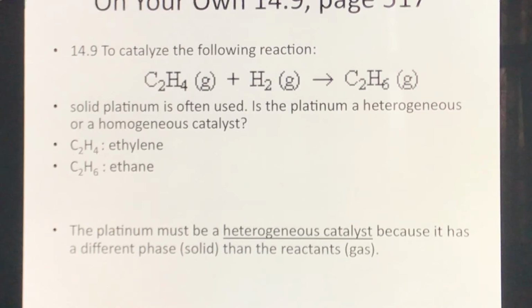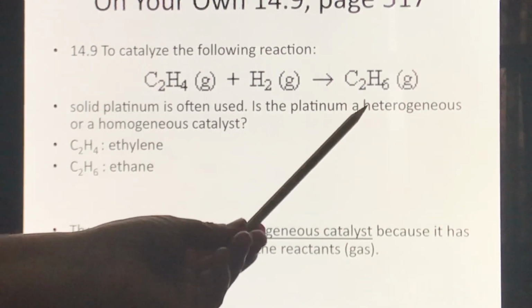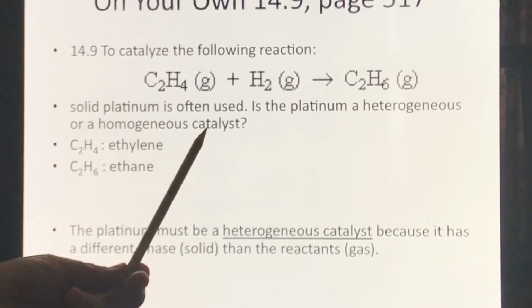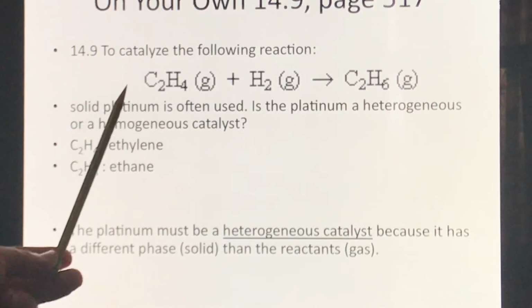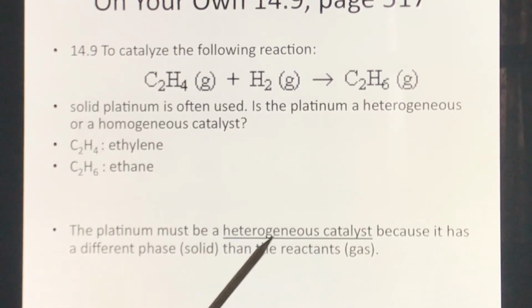We're on 14.9, and it says to catalyze the following reaction, and we have C2H4, which is considered ethylene, plus hydrogen gas forming C2H6, which is ethane. A solid platinum is often used. Is the platinum a heterogeneous or homogeneous catalyst? Well, since these are in gas form and the platinum is in solid, it's considered heterogeneous because they're in different phases.